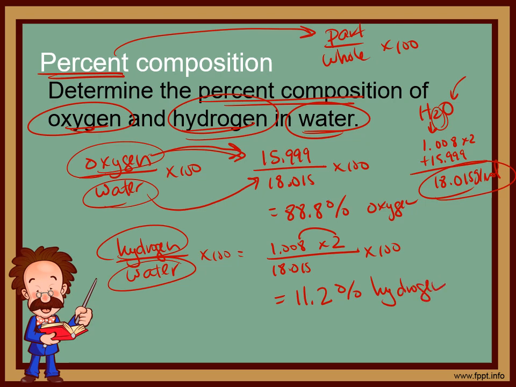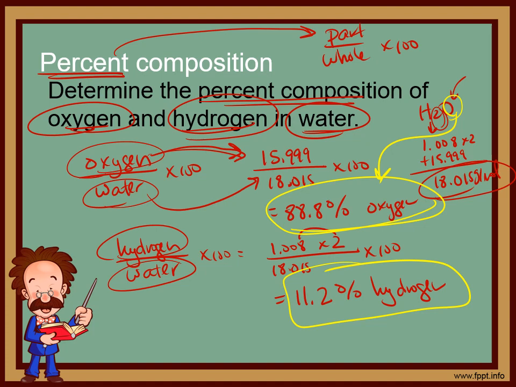So what this means is that 88.8% of the mass of water comes from oxygen and 11.2% of the mass of water comes from hydrogen. Percent is simply part over whole, and we're going to find the part, the mass of one element, divided by the whole mass of the whole compound. Then we'll do it again for any other elements that are in the compound.